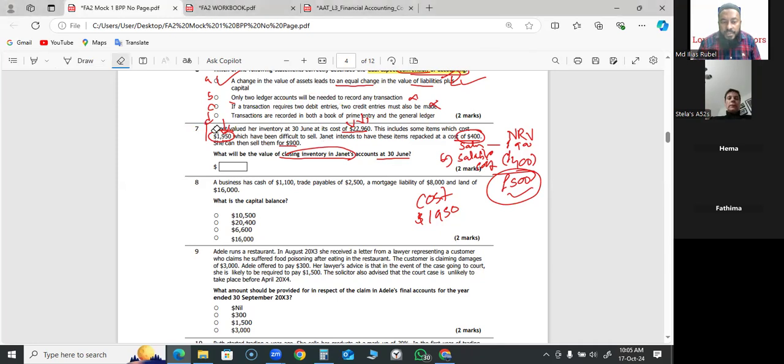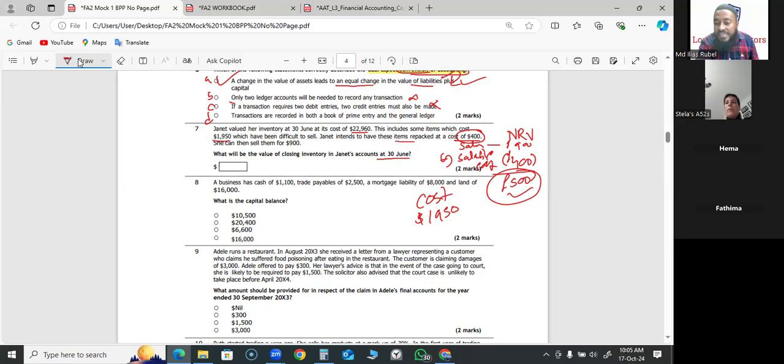Students are joining in. Erasing and reading for you. Look at this. Janet, valued inventory, 22,960. No problem, let it be there. This includes some items which cost 1950, have been difficult to sell. There is a problem. So 1950 included there, no good. We need to exclude that.